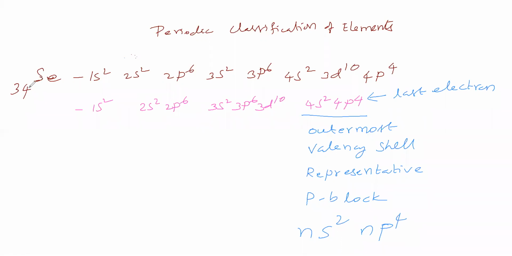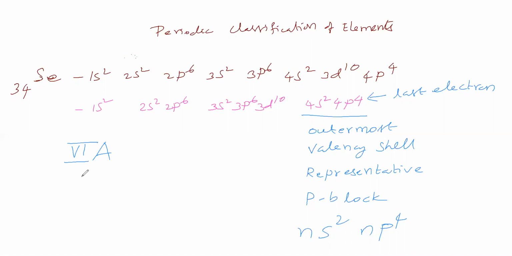Then we will see the group number for this. The valence shell, equal to the outermost shell, contains 6 electrons. Therefore, its group number is Roman 6, and it is a representative element. For representative elements, as per the European system, we have to give the symbol A. That is the European group number. Next, we have to give the IUPAC group number.